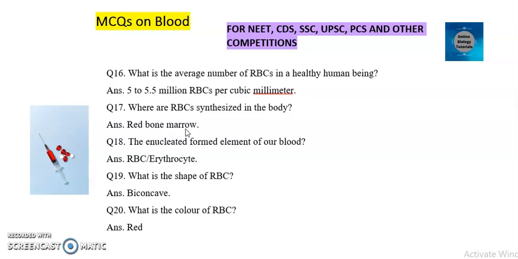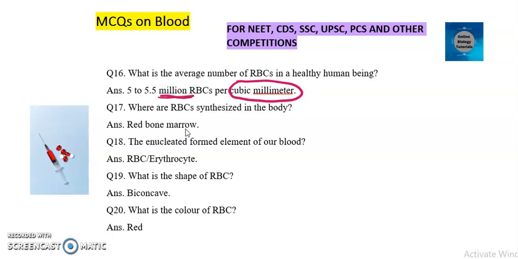Question number 16 is asking what is the average number of RBCs in a healthy human being? Answer is 5 to 5.5 million RBCs per cubic millimeter. The unit is also very important. If they ask you how much in the area they are present, you must remember the unit is cubic millimeter, and 5 to 5.5 is in million.